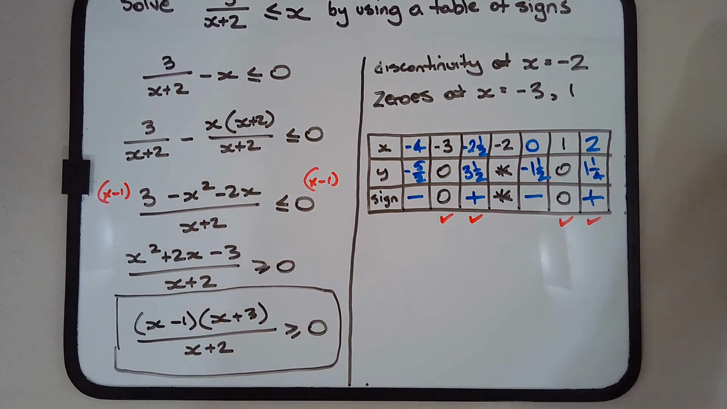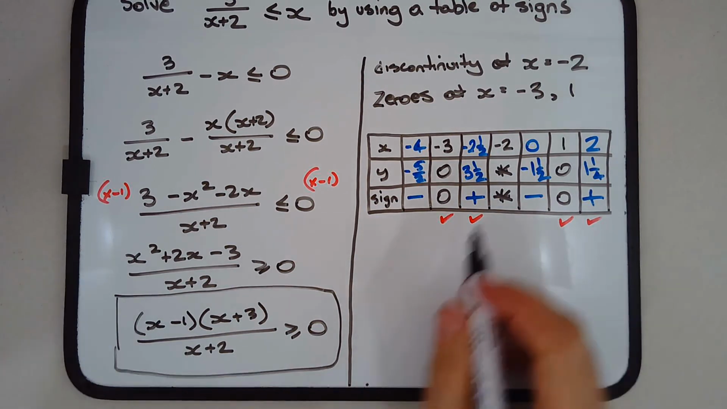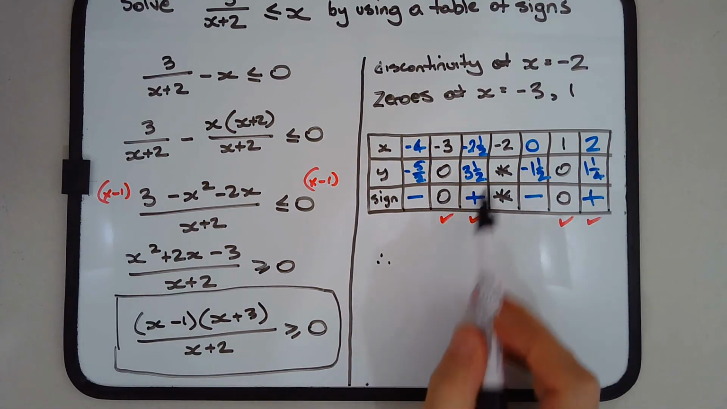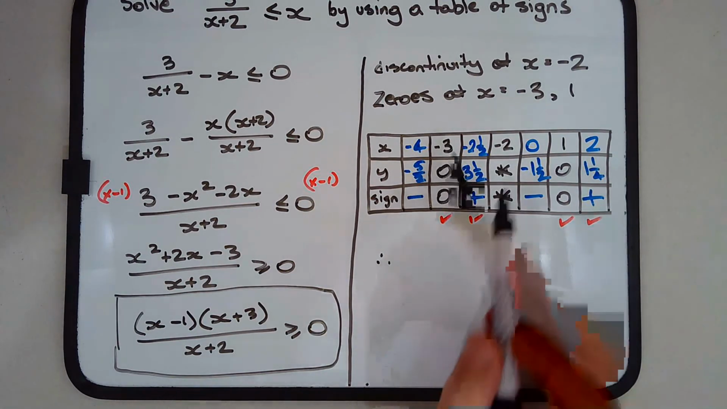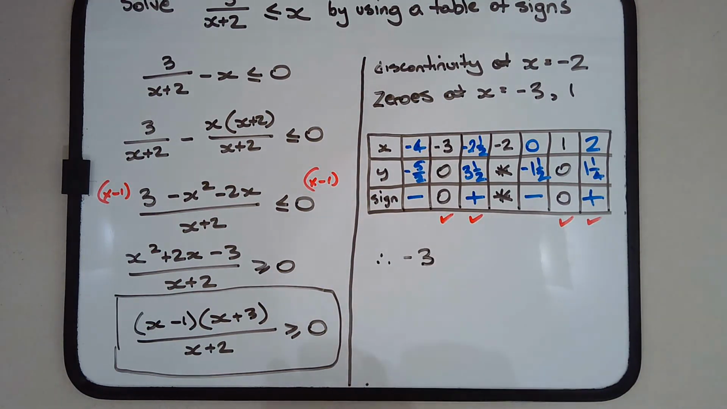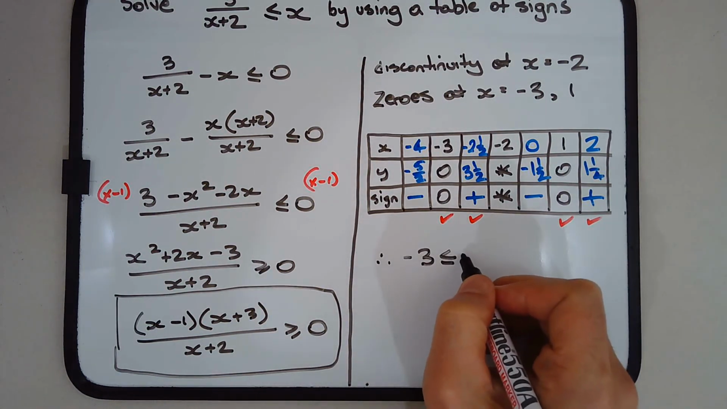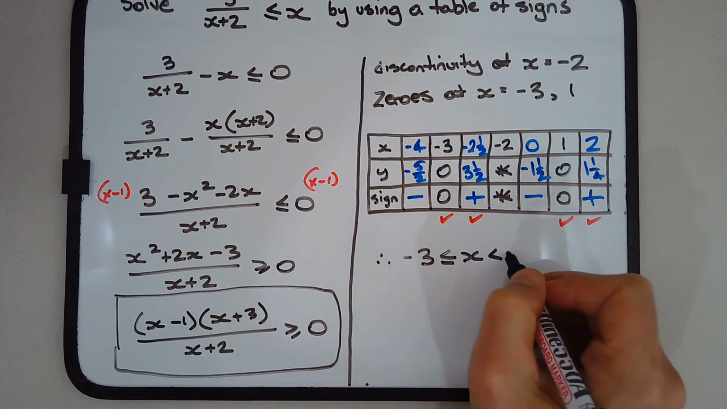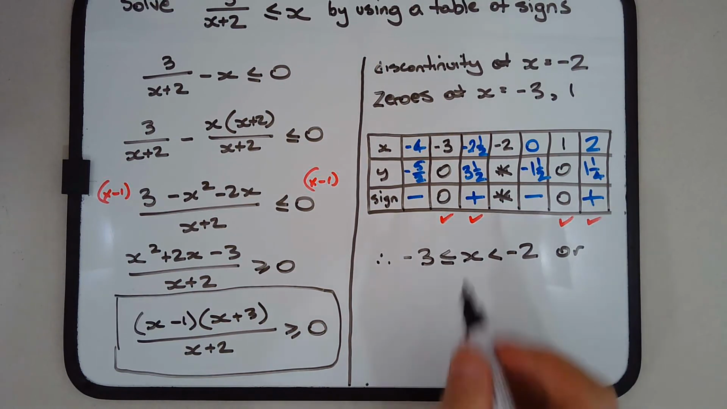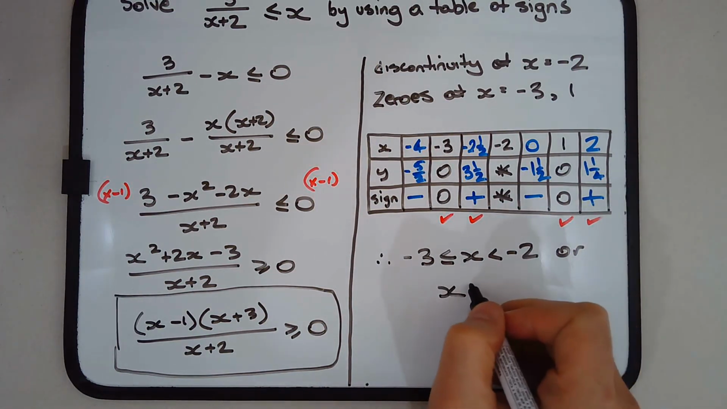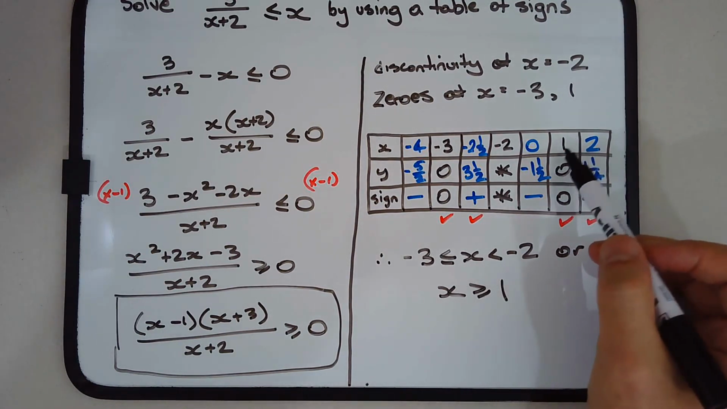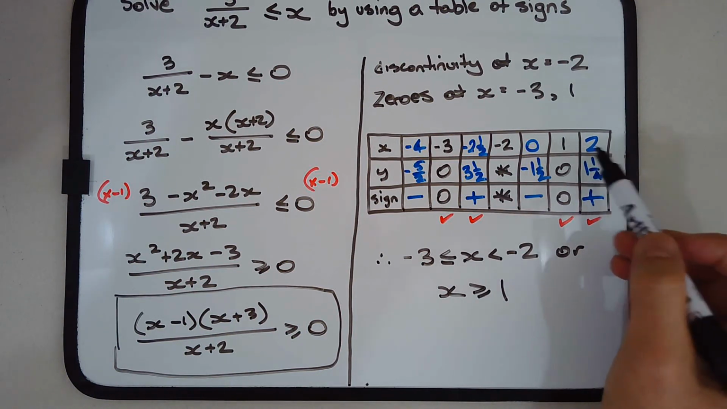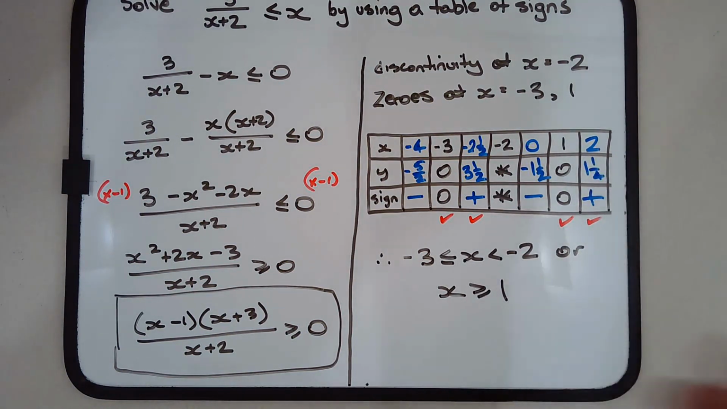Okay, so therefore, x must lie between -3 and -2, but x can equal -3, but can't equal -2. So that would be written like this: x greater than or equal to -3, but less than -2, or x can be greater than or equal to 1. Since for any x values 1 or more, the function is going to be positive, sort of forever and ever, because they're the only critical values that we have, and beyond 1 there are no more critical values.